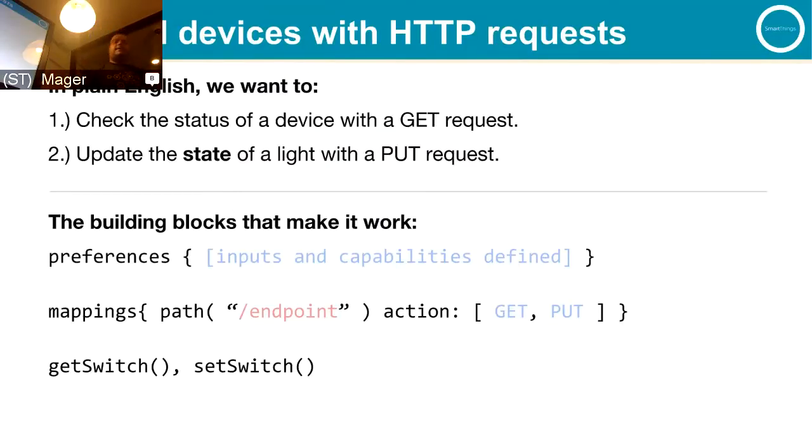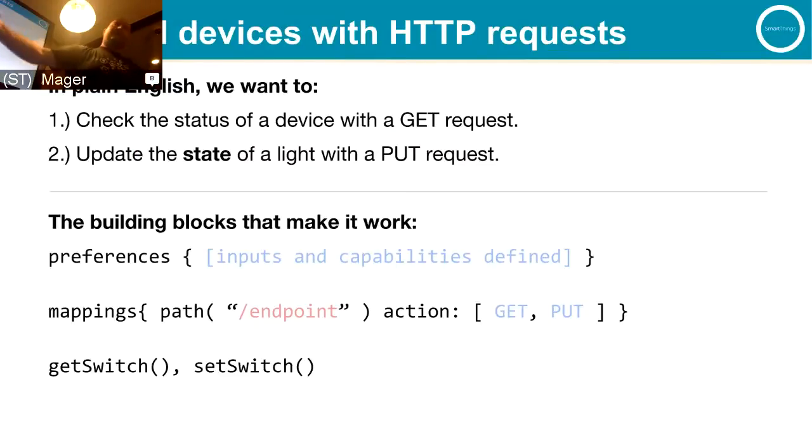So the simple thing we want to do is check the status of a light with a GET request, and then update the light with a PUT request. Super simple. Here's the building blocks again, same preferences. We introduced a new function called mappings. This is where we build our own endpoints. And then, as you'll see, we set different functions connected to those, methods that run when you get those requests.